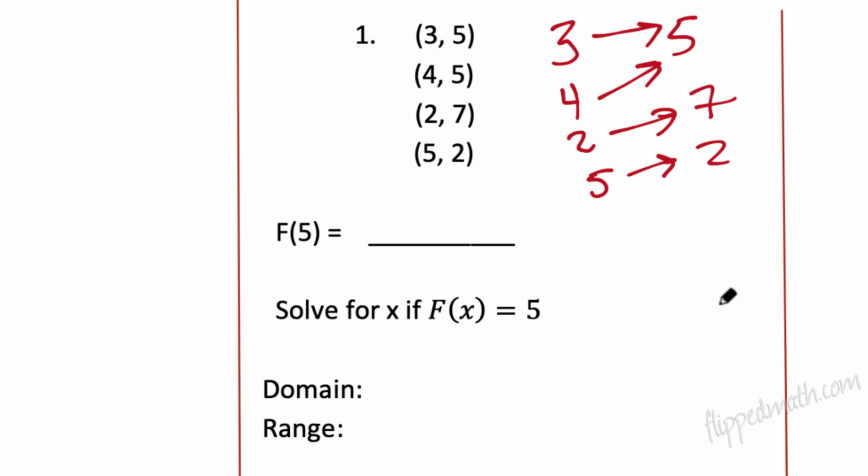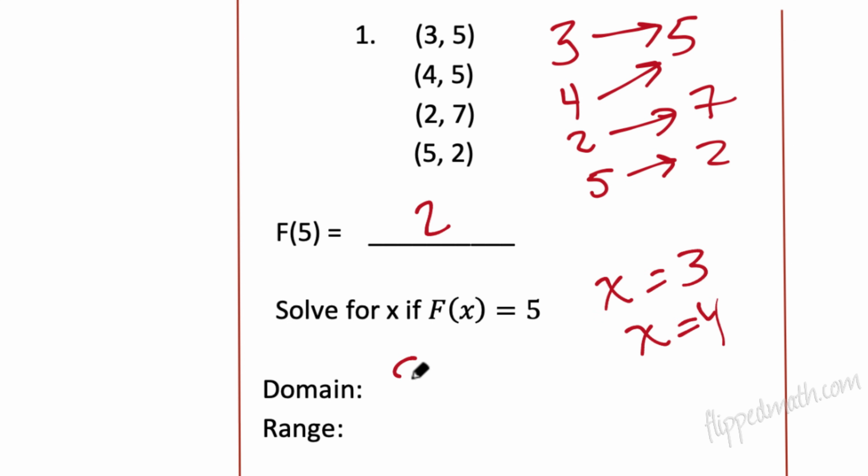Yeah, it sure is. So this is a function. Booyah. What is f of 5 equal to? f of 5 will equal 2. When I plug a 5 in, I get 2. Solve for x, which means work backwards, if f of x is 5. So if the price is 5, what was the value of x? If the price was 5, then x equaled 3 or x equaled 4.